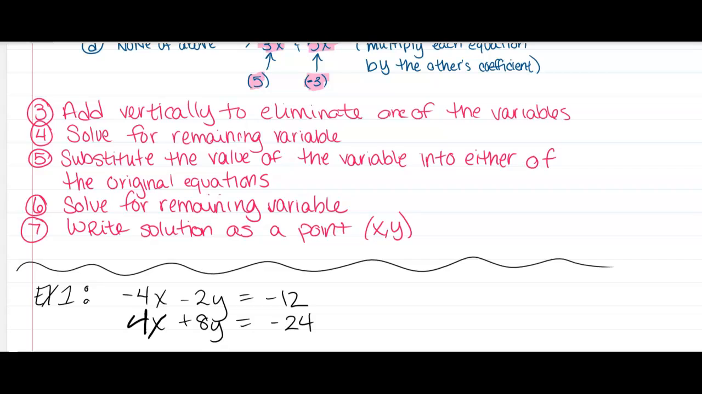So after that's done, then we just basically add vertically to eliminate one of the variables. That's why it's called elimination. We eliminate one of the variables, then we solve for the remaining variable, and then we substitute that value of the variable into either of the original equations, just like we did with substitution, and then we solve for the remaining variable. And then finally, just like we've done with all the others, we write our solution as a point x, y. So let's do the first example.